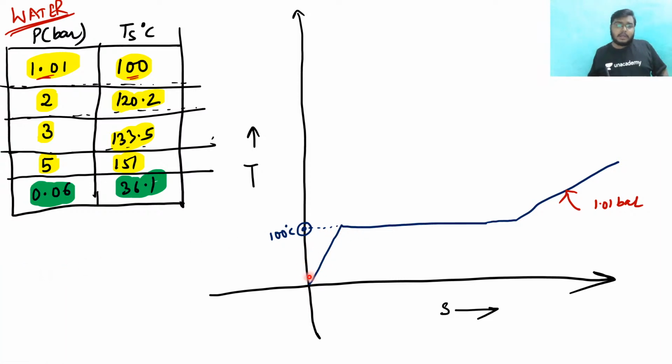See, when my pressure increases, temperature will increase. Clear? When I am increasing the pressure, temperature will increase, but at this point it will reach a temperature of 100 degrees Celsius. After reaching 100 degrees Celsius, we know that water will start boiling, and after boiling, here will be a phase change.